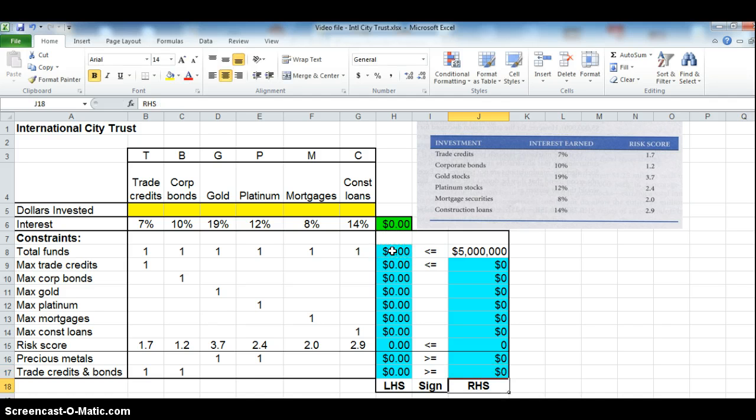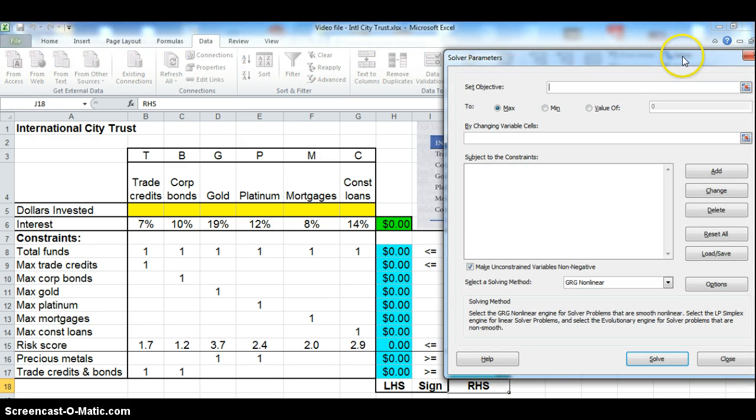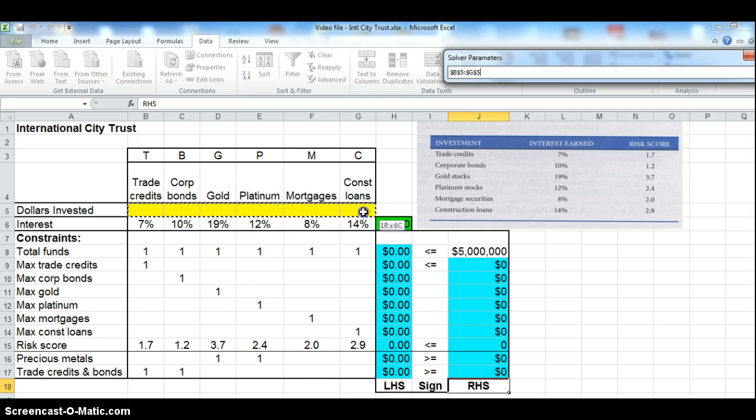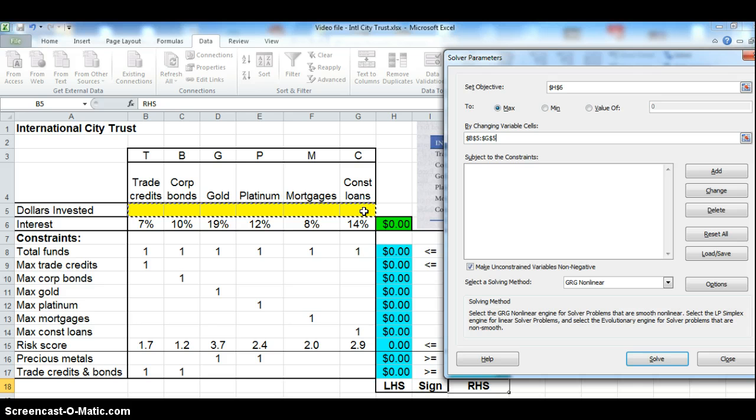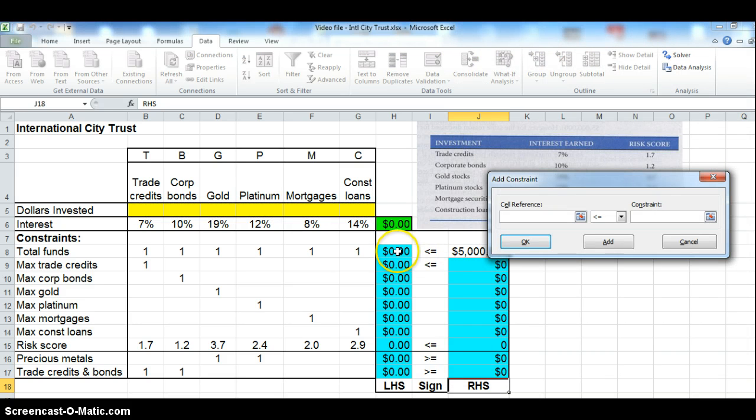Now that we've written our constraints, we're ready to solve it. We're going to Data, Solver. The objective function is in green. That's the amount of return that we're expecting. Obviously, we want to maximize that, so we're leaving it as maximize. The variables that we want to change, those are the variables that we are solving for. That's the yellow area. For the constraints, we're going to add all of our less than constraints first.